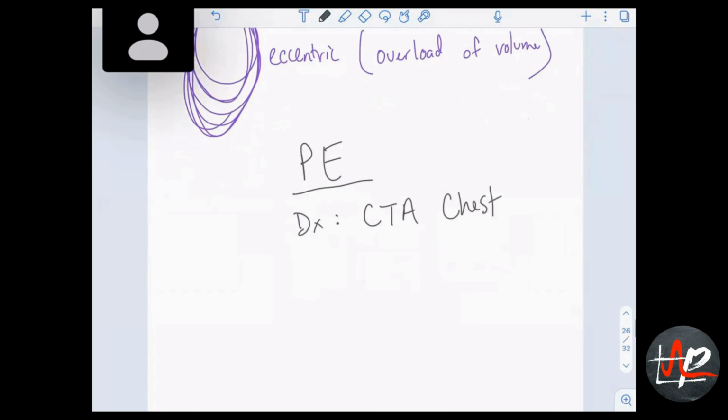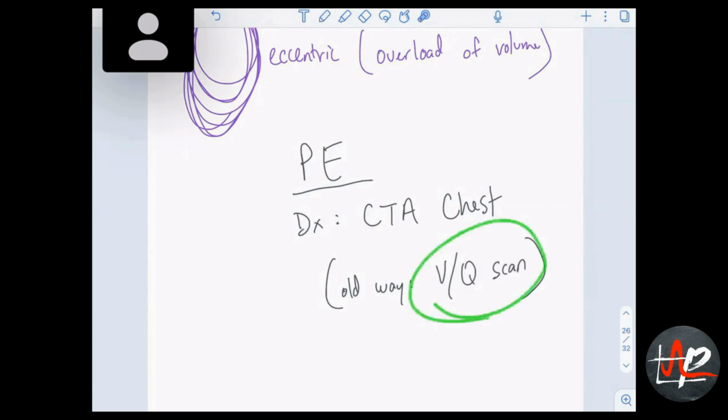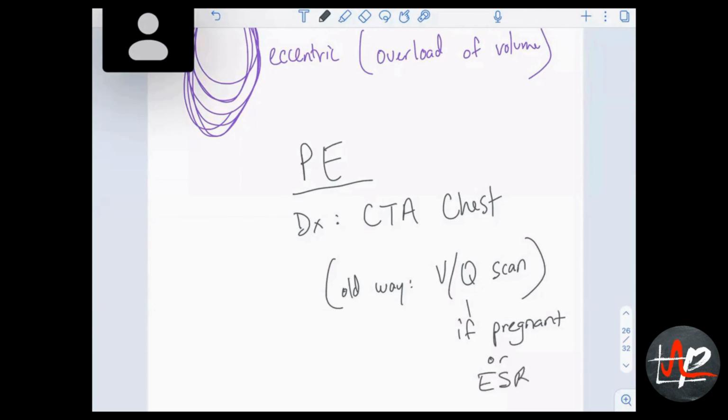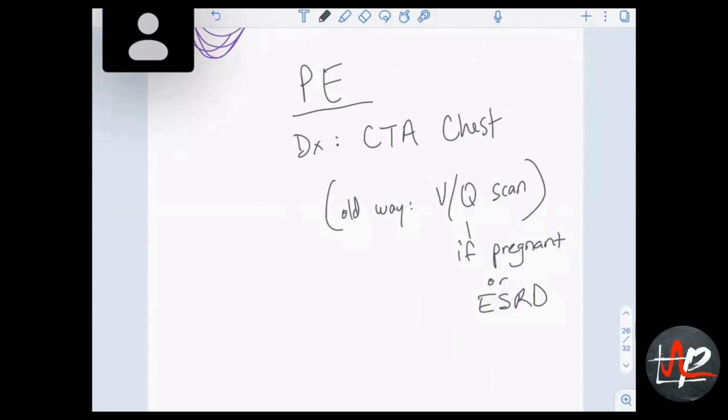They used to do stuff like a VQ scan. So this is the old way. It's a ventilation perfusion scan, because if you remember, I said that there's a VQ mismatch. So you could see this on a VQ scan. You really only do this now for patients who are pregnant, because you don't want to give them the contrast from a CTA, or if they have really bad end-stage renal disease, because then they can't get contrast either. Okay, so those are really just because of contraindications.